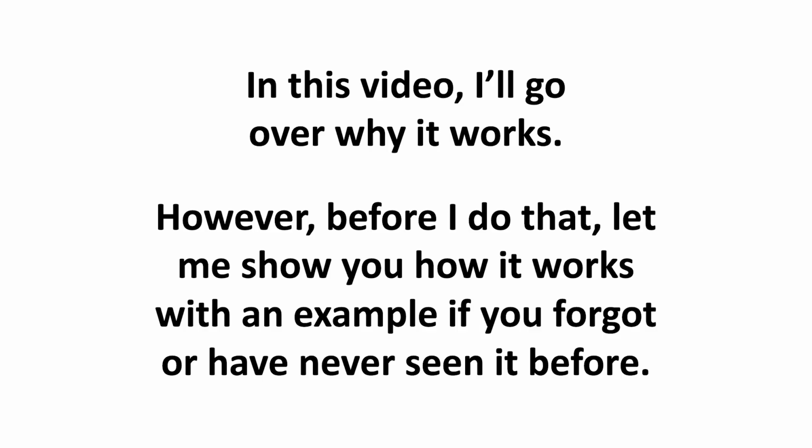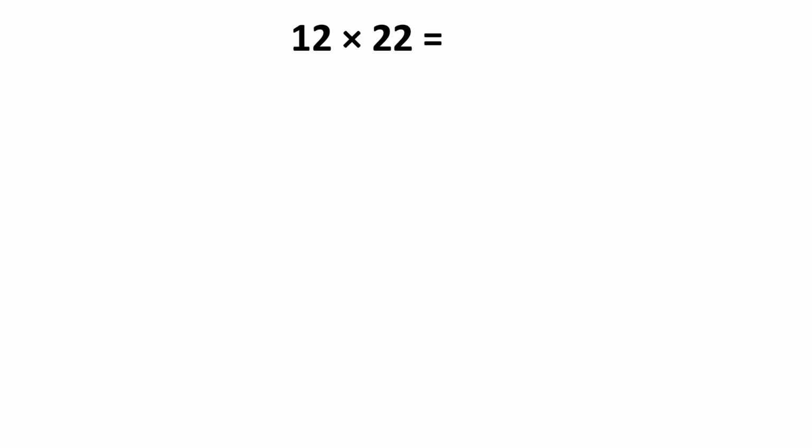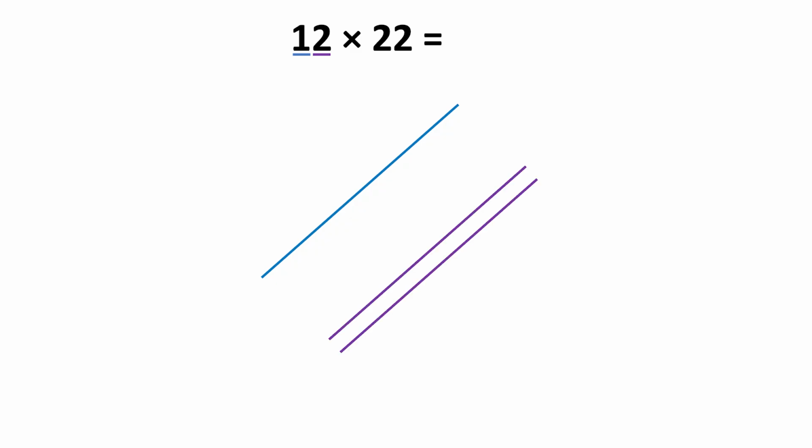However, before I do that, let me show you how it works with an example, if you forgot or have never seen it before. Let's say we're multiplying 12 by 22. For each number, we need to look at its place values. 12 has 1 in its tens place and 2 in its ones place, so we'll first draw one line for the 1 in the tens place and then draw two lines for the 2 in the ones place. These lines should be diagonal and going from the bottom left to the top right.